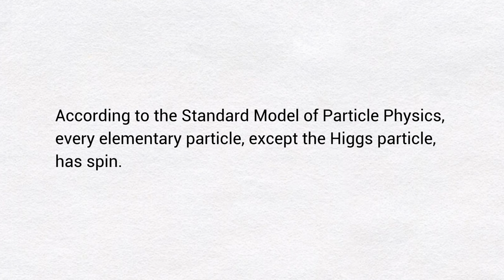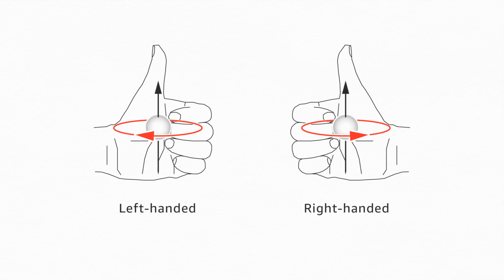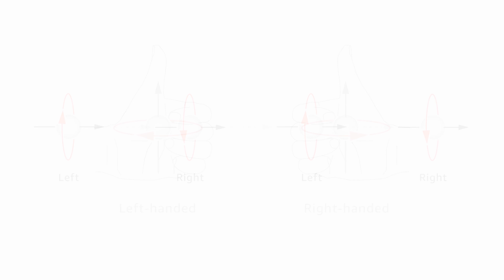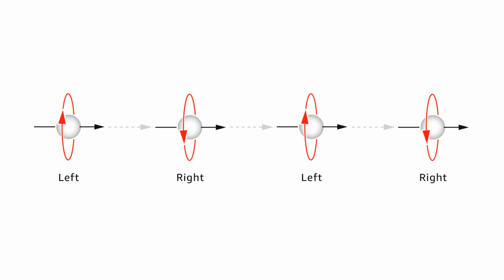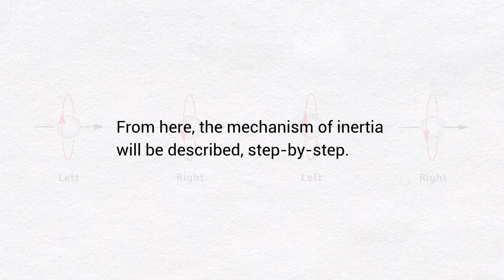According to the standard model of particle physics, every elementary particle, except the Higgs particle, has spin. There is left-handed spin and right-handed spin, as illustrated. The spin of particles constantly flips left and right, as illustrated. This pattern is caused by the Higgs field, and it creates inertia. From here, the mechanism of inertia will be described step by step.